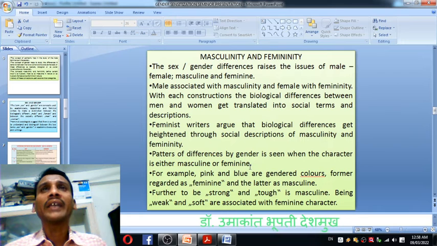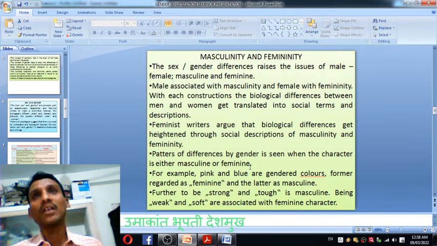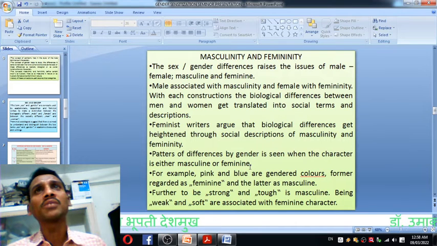Now, the next concept that we will understand is masculinity and femininity. So, what are these particular terms related to?